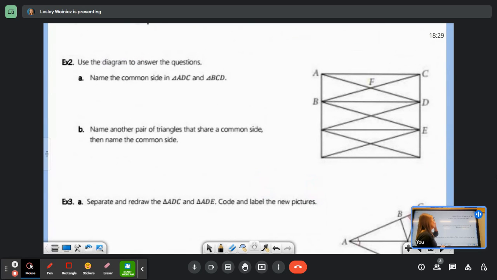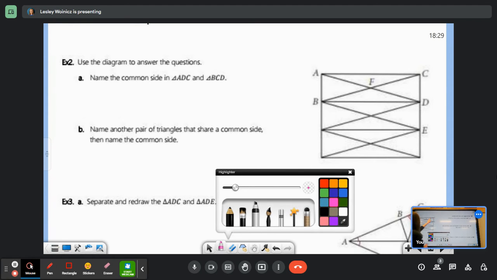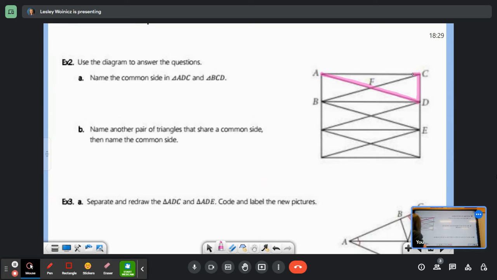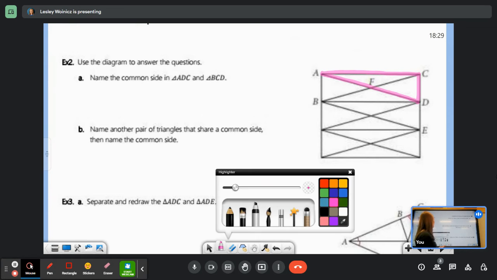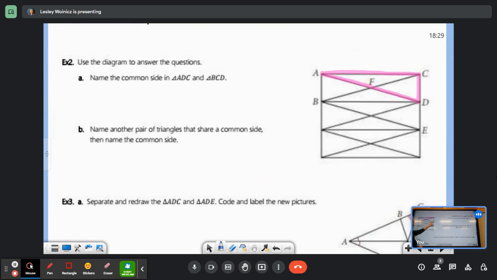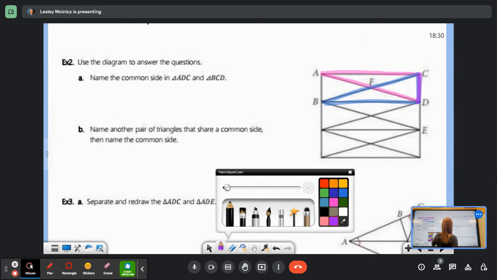All right, look at this next example. We have to name the common side for triangle ADC and triangle BCD. You can see that the common side is the one that I highlighted twice that turned not just pink or blue, but purple. It's this one right here. Okay, so I'll do it in purple.